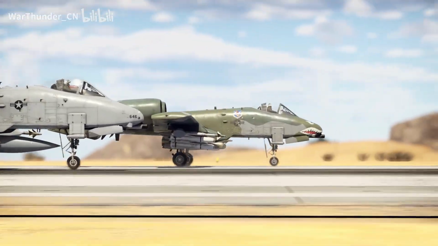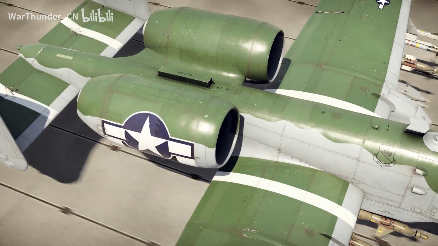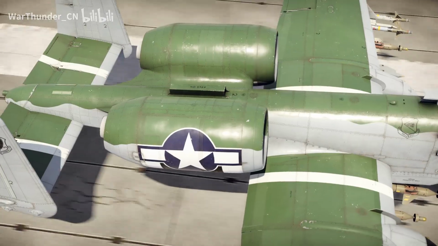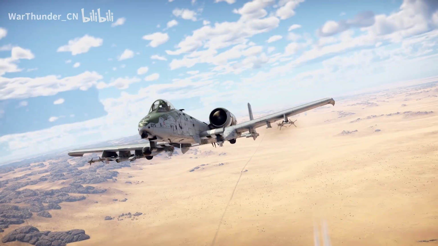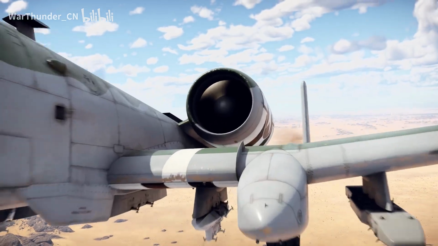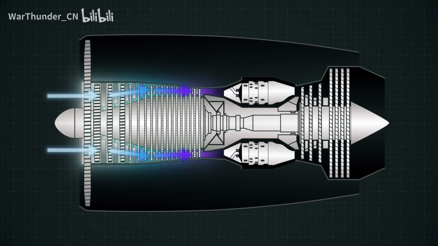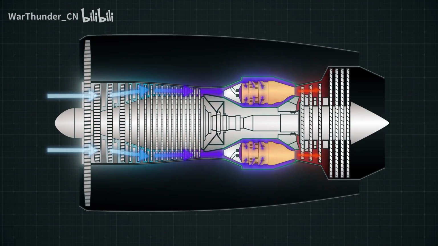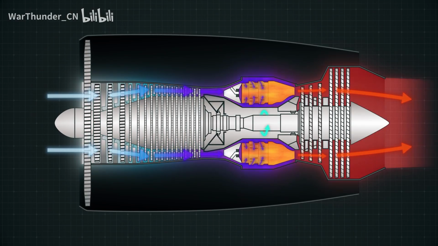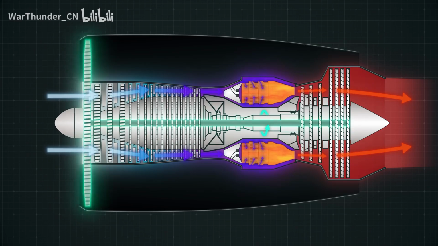There are two main ways to increase the thrust of a turbojet: increase the mass flow of the exhaust, or increase the velocity of the exhaust. The first approach led to the creation of the turbofan engine, or two-spool bypass engine. Inside it sits the familiar high-pressure compressor and combustion chamber, together called the core or the gas generator. But unlike a pure turbojet, a turbofan has an additional low-pressure turbine, which drives a large front fan.